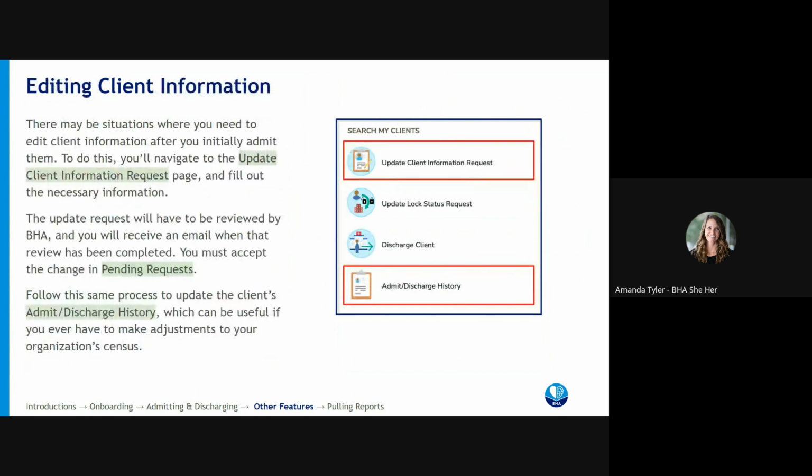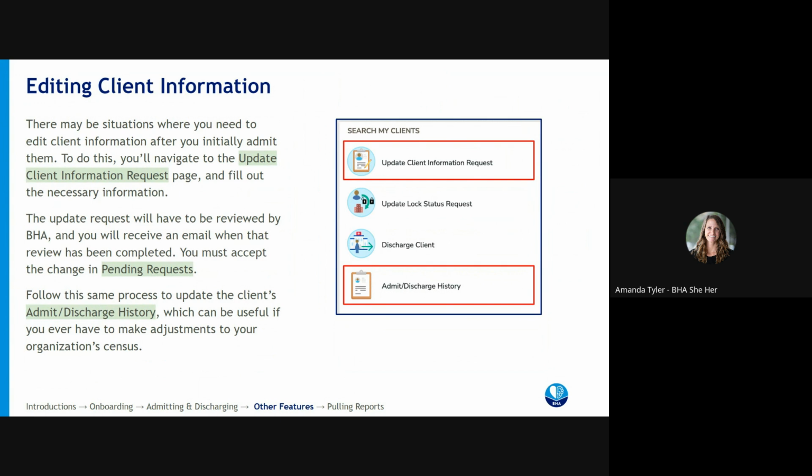If you ever need to edit client information, maybe you entered in their name or their date of birth wrong, you can also go back and update their information by searching for them and then going to the Update Client Information request. Similarly, if you need to go back and update or correct any information in the admit discharge history, you can do that here as well.